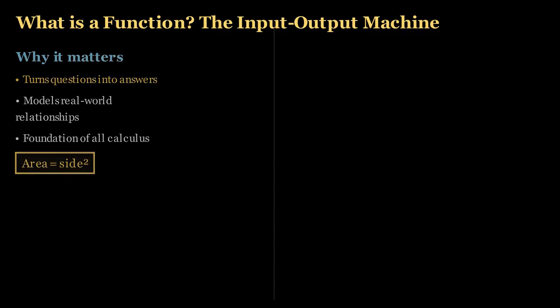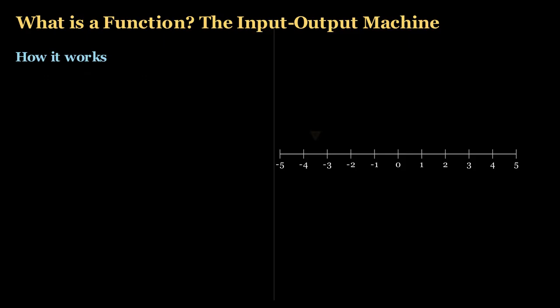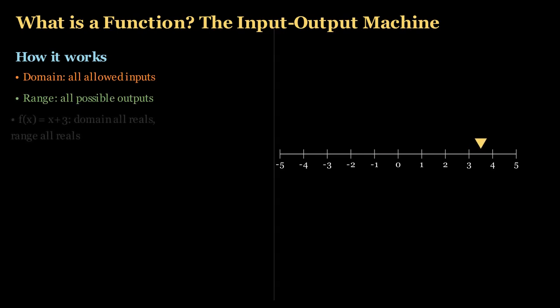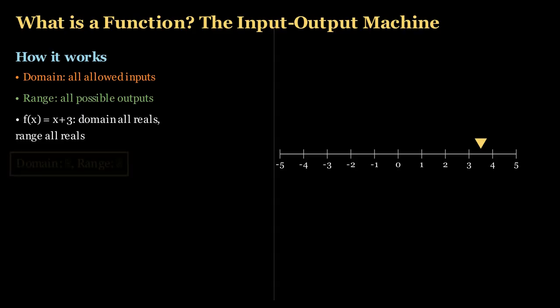For our simple rule f of x equals x plus 3, you can put any real number in, -2, 0, pi, 100, so the domain is all real numbers. And you can get any real number out, so the range is also all real numbers. But some machines are picky. If the rule was 1 over x, the domain would exclude 0, because dividing by 0 breaks the machine. We'll see many such rules.